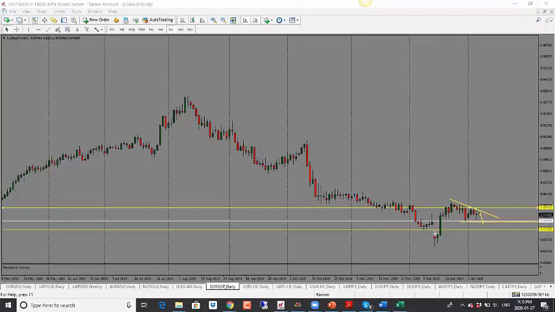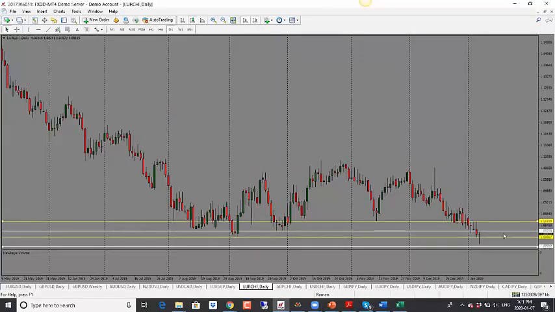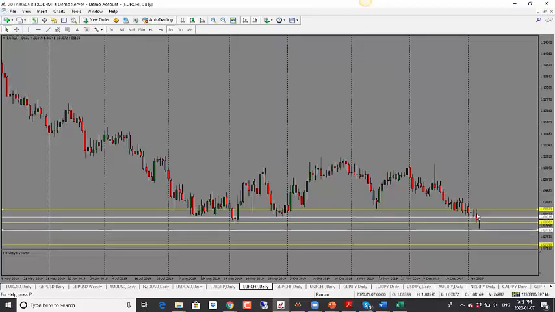0.8450 is the first target, and then if it goes through, 0.8400 will be the second one. So overall here, bias is to the downside, but today's candle close is neutral, so bias is neutral to bearish for euro pound.